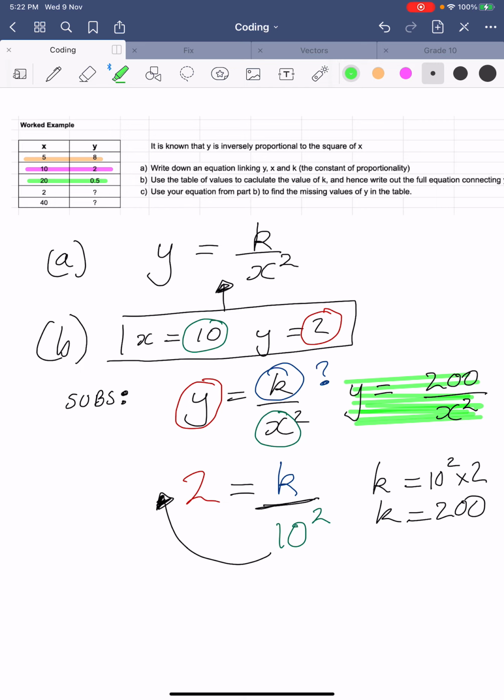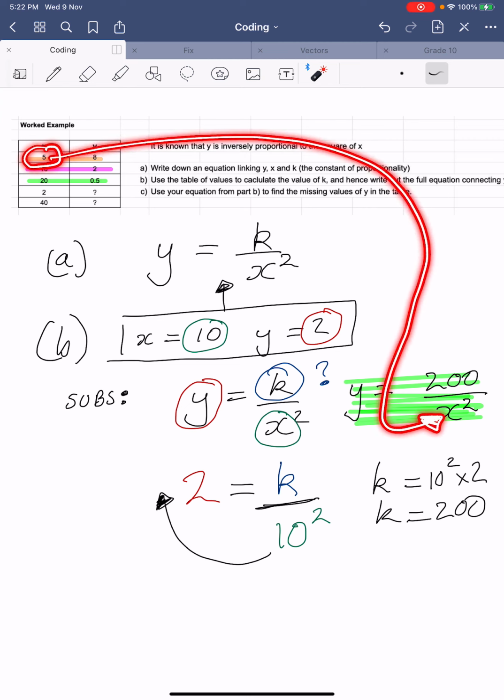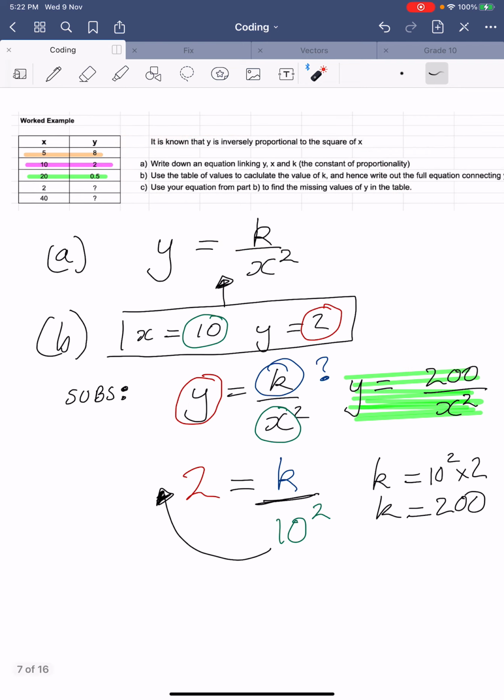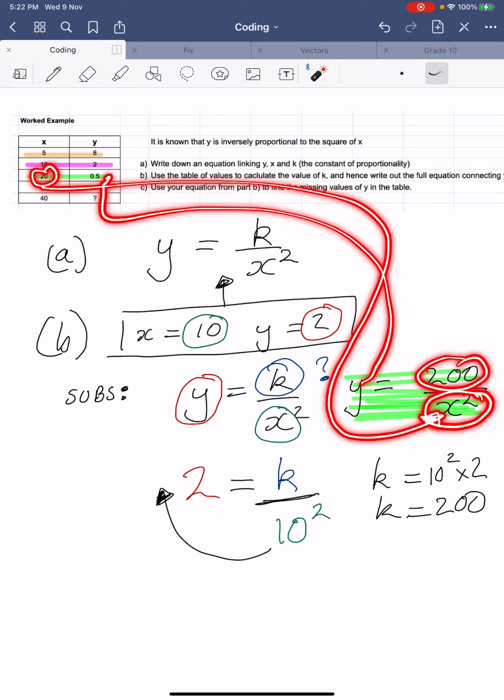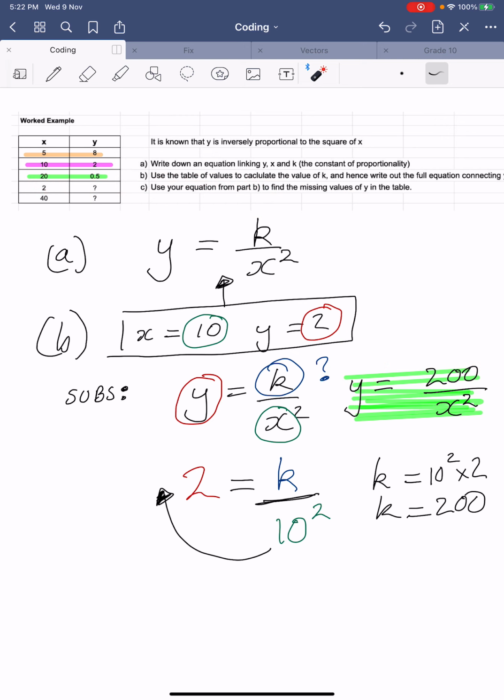And we can go test that out a little bit to see if it works for all the other numbers. Look, if x equals 5, we substitute it in here. 5 squared is 25, and 200 divided by 25 is indeed 8. So that works. If x equals 20, we can substitute 20 in here. 20 squared is 400. 200 divided by 400 is a half. And look, we've got exactly 0.5, a half. Yep. So again, it doesn't matter which pair of x, y values you actually substitute in at this stage. Each pair of values will arrive at the same final answer of 200 for k.